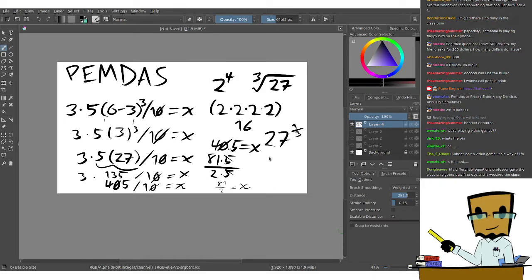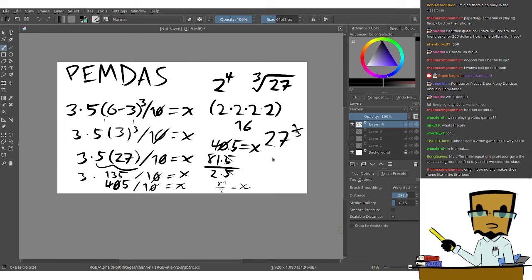Good morning, Song Leaves. Your differential equations professor gave an algebra quiz on the first day and it wrecked the class. What? If you're signing up for differential equations, how do you get there without knowing about it? No.